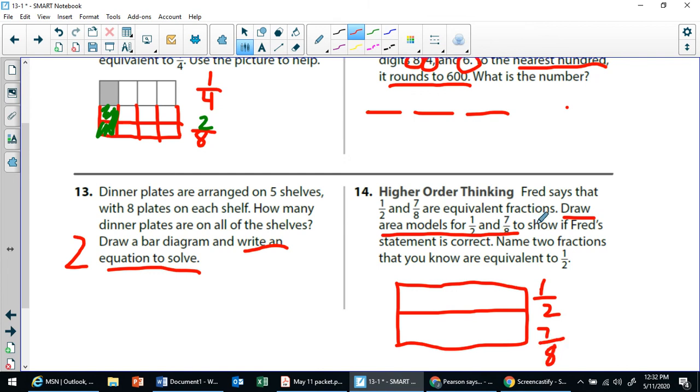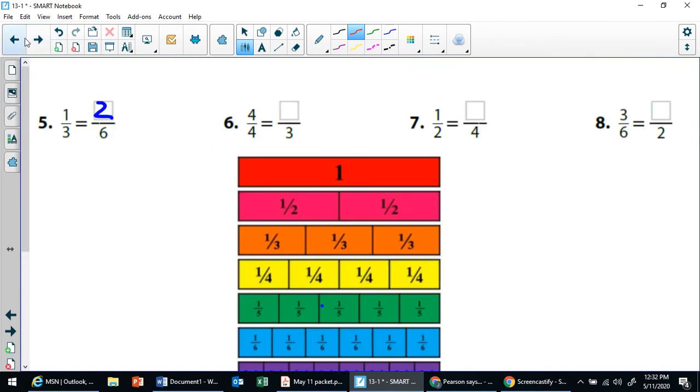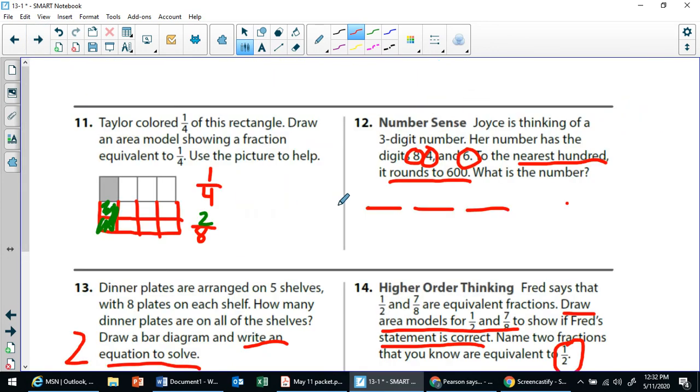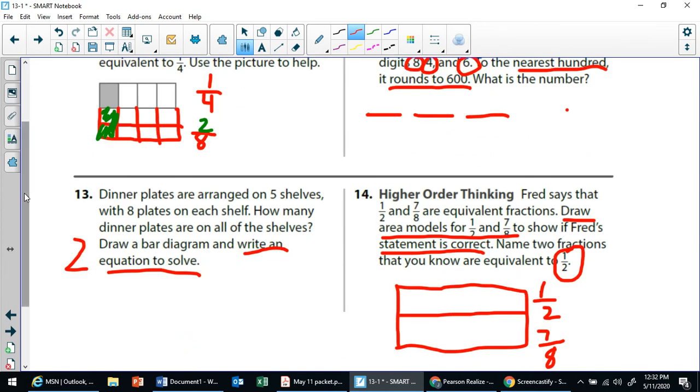Second job, you're telling me yes or no, is Fred correct? So after you've done your models, then you need to figure out, okay, is that statement correct? That's your third job. Your last and final job then is to name 2 fractions that are equivalent to 1/2. So you've got a lot to do on this one. If you need it, boys and girls, I have this beautiful fraction strip model here. So if you are a friend who is getting stuck and you're not sure what to do, please reference that, okay?